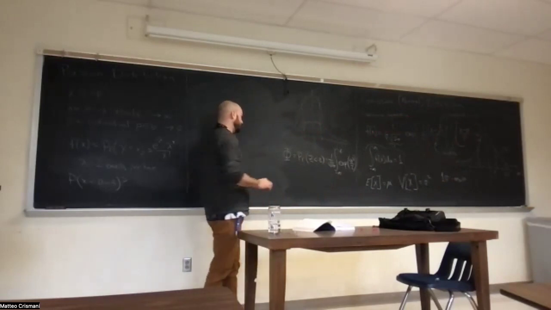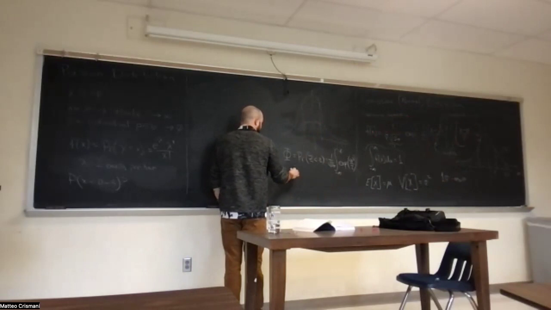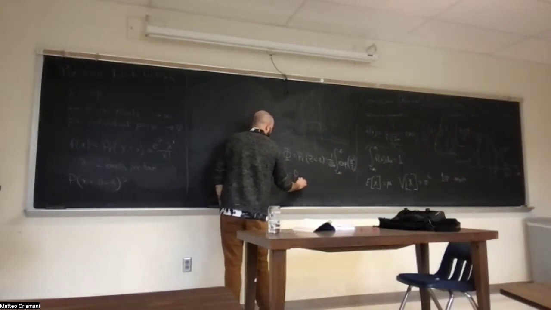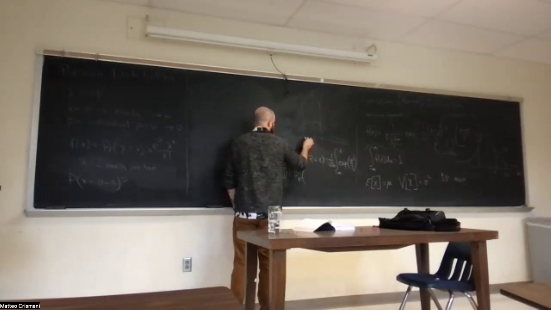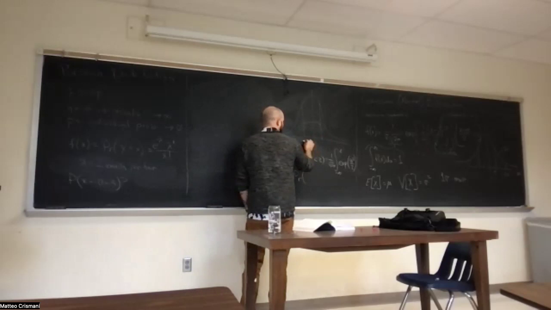All right, so let me ask you the first question. What is the probability of this location, 1 sigma away? So this is -1.